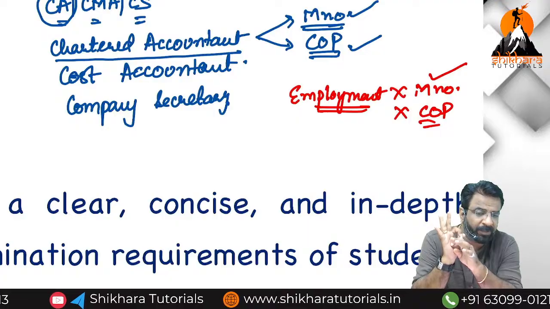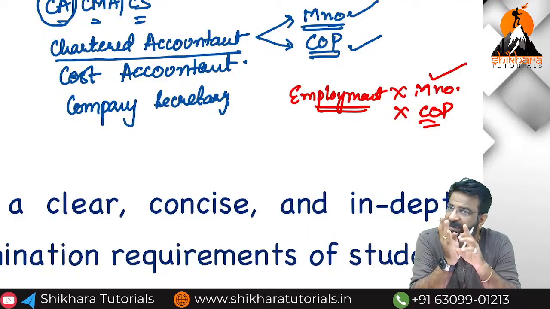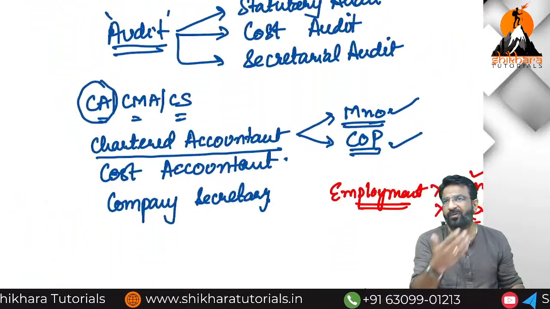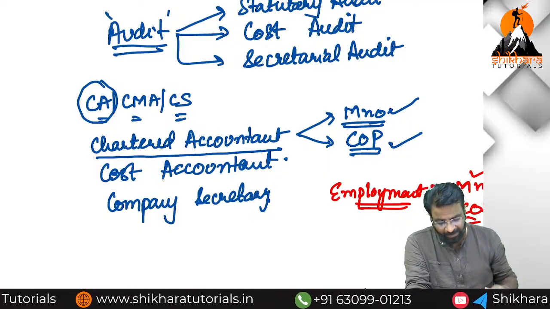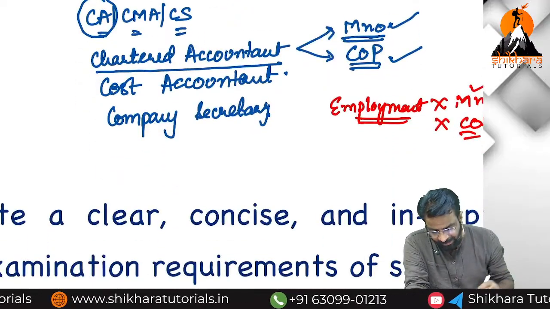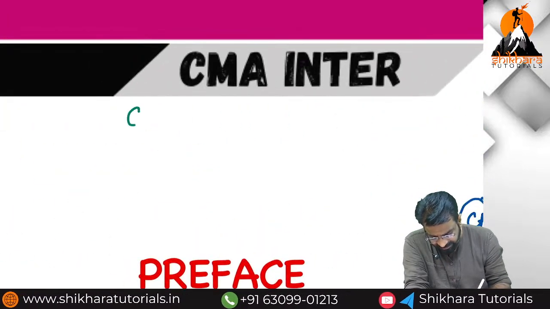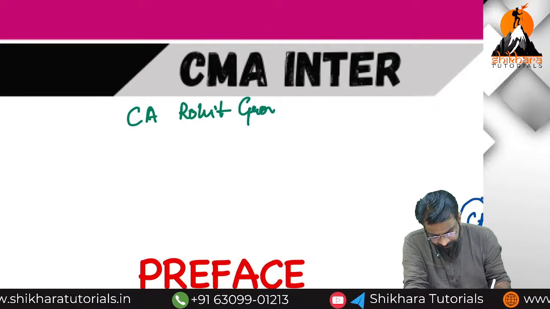Who are the three people? Practicing CA, practicing CMA, and practicing CS. Now the question arises, sir, when we come into the practice, then what is the difference it makes? If I'm into practice, how can I write my name? I can write my name as CA Rohit Grover.